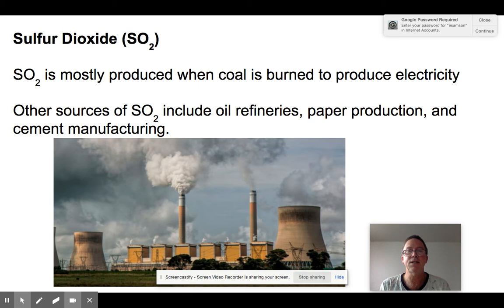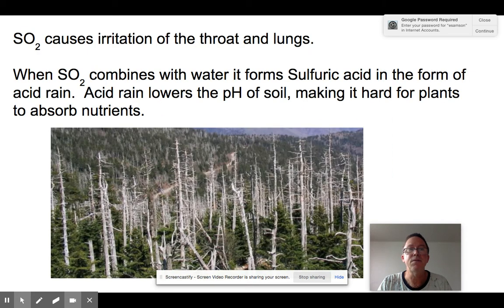The problem with sulfur dioxide is, well, I just want to get ahead of my slide. The main sources are power production facilities where we make electricity, but there's also oil refineries, paper production. I've lived near paper factories. You can smell the sulfur in the air. And cement manufacturing, among others. Now, a couple problems with it.